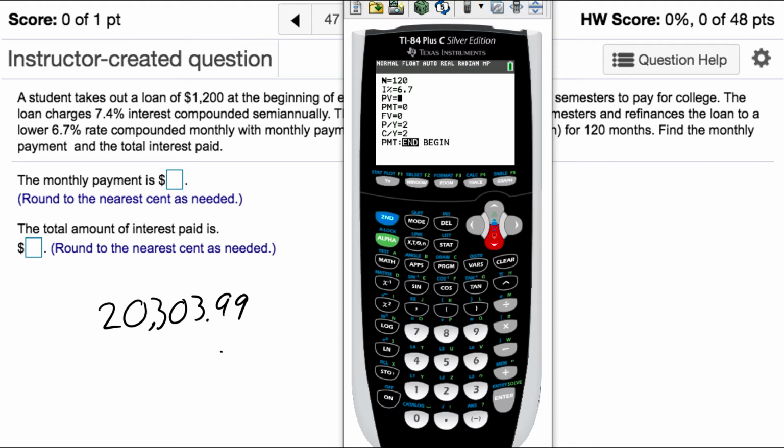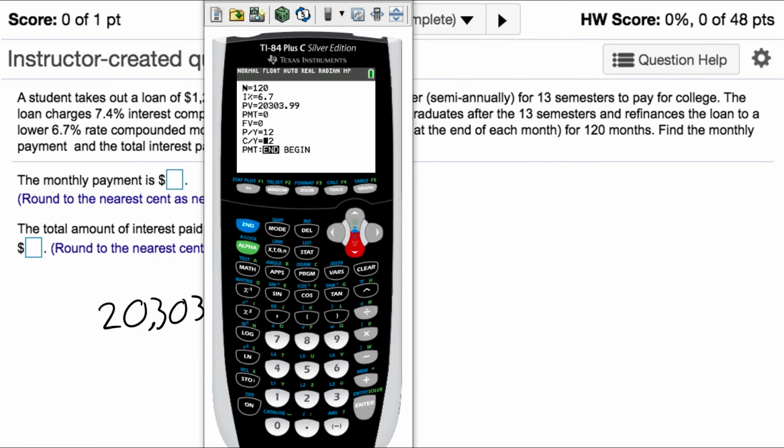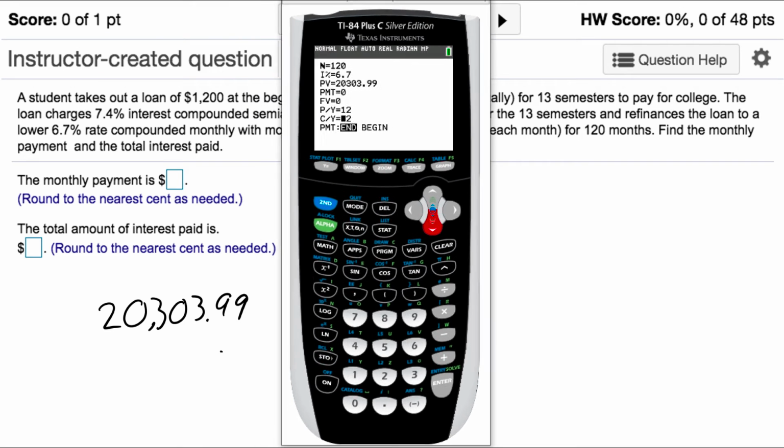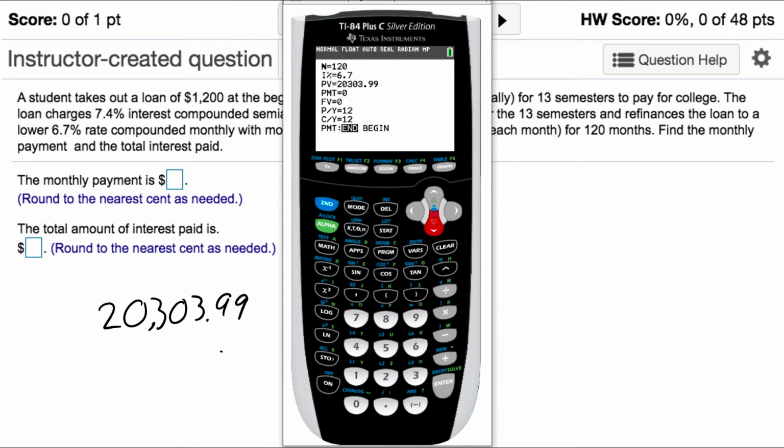The present value, that's how much the student owes right now. So we'll put that in as a positive amount because that's a loan amount. That's the amount the student owes. So $20,303.99. We're trying to find out the payment that will pay off this loan. Our future value is going to be 0 because we're trying to pay off the loan. And then payments per year, compounds per year, both 12 because the student is making monthly payments. It does also specify, if I move the calculator, we can see the payments are made at the end of the month. So we want to leave our payment at end.